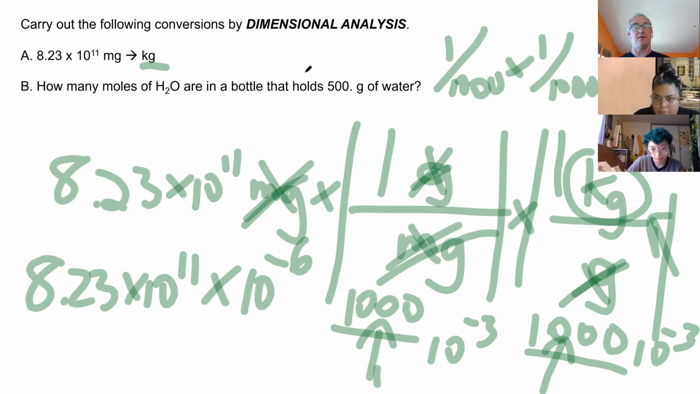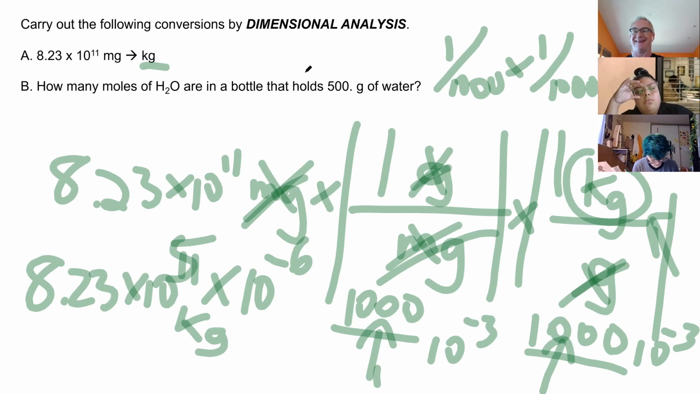Not the correct answer, though. How come I'm not giving you full points for that answer? Kilograms. Yes. You're giving me the number, and that's all well and good, but you didn't give me the unit. So it'll be 8.23 times 10 to the 5th kilograms. And I can't emphasize that enough. Gotta have a unit. Pretty much every answer in chemistry has a unit after it. So yeah, always have a unit.